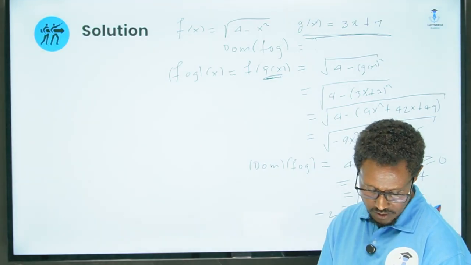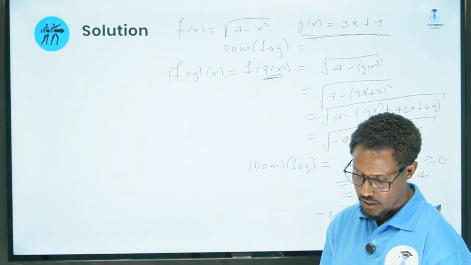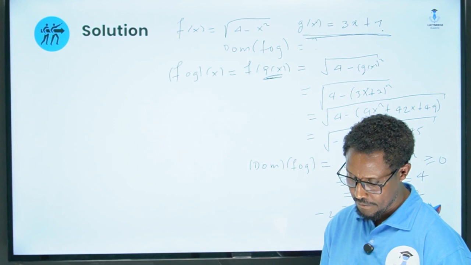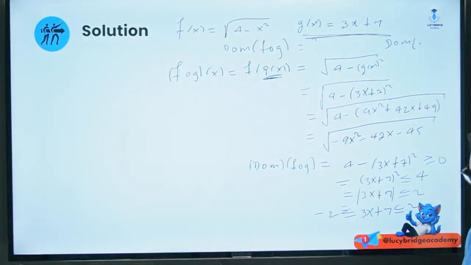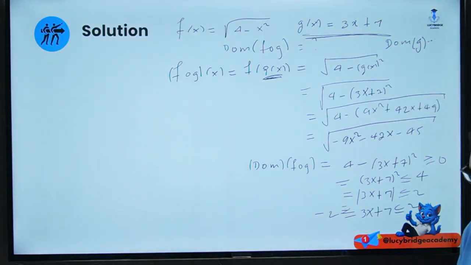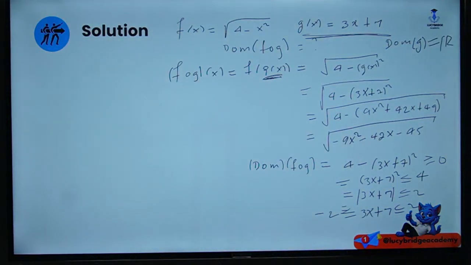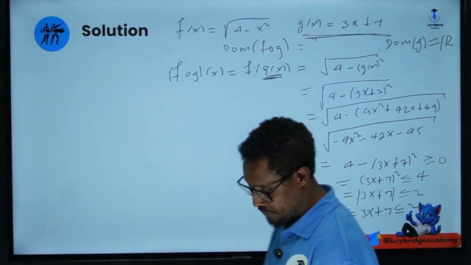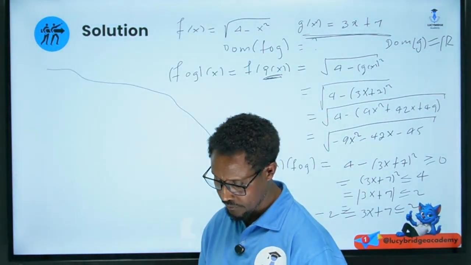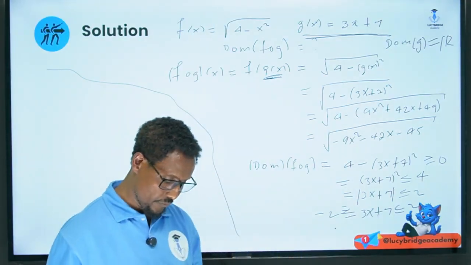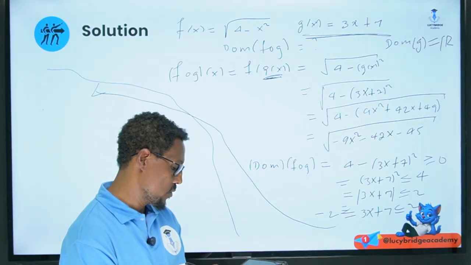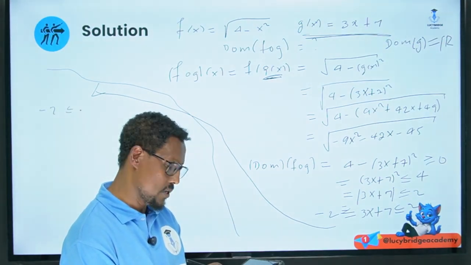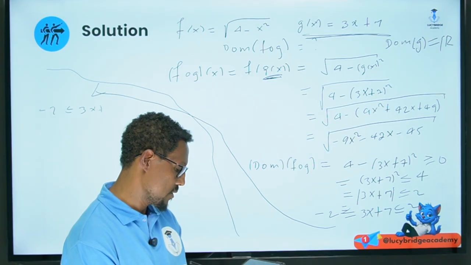Now let me bring this here. Domain of G, we said, is equal to the set of all real numbers. Now this equation: minus 2 less than or equal to 3x plus 7 less than or equal to 2.